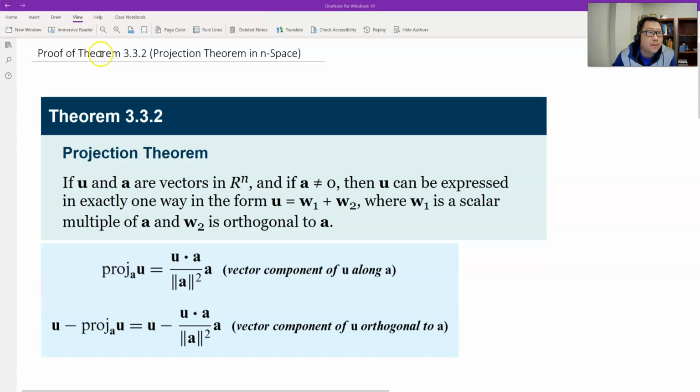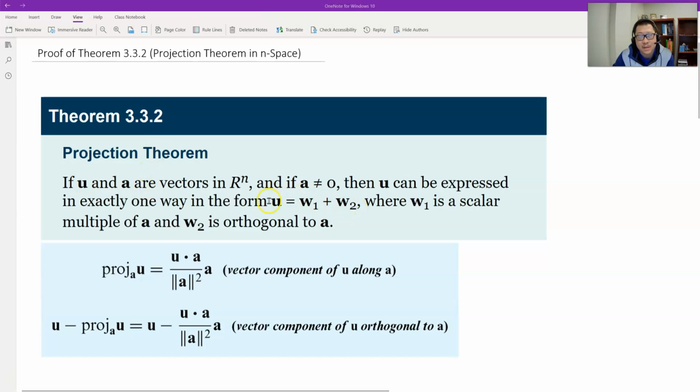In this video, let's prove Theorem 3.3.2, which is the orthogonal projection theorem in space. It states that if we have a vector u and a direction, which is another vector a in space, we can do orthogonal projection of u onto a.